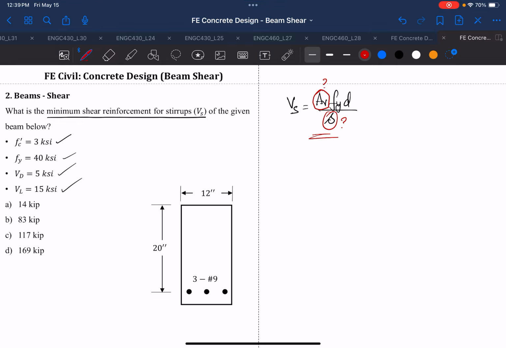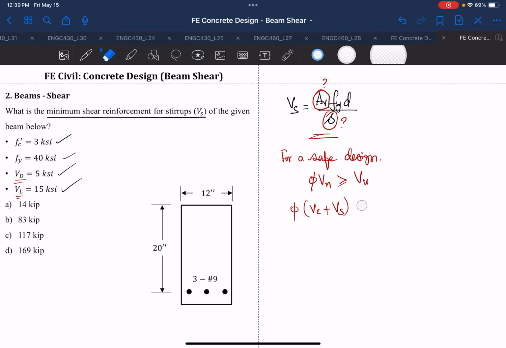Is there another way of solving it? Yeah, there's another way of solving it, because we remember that Vd and Vl is given to you. So for a safe design, you know that phi Vn should be greater than Vu, and phi Vn is Vc plus Vs, which should be greater than Vu. So in this case, Vs should be greater than Vu divided by phi minus Vc.